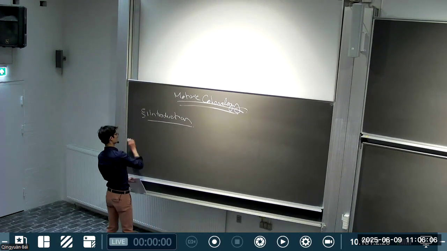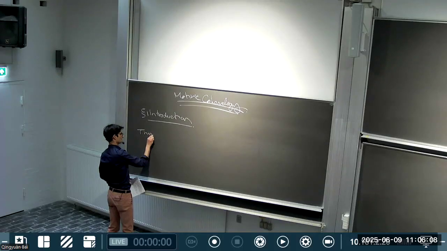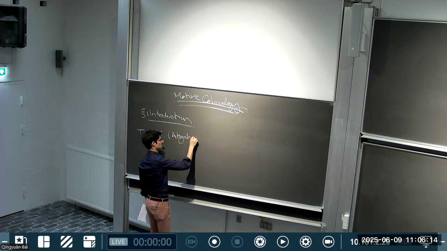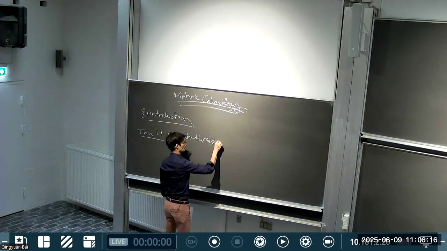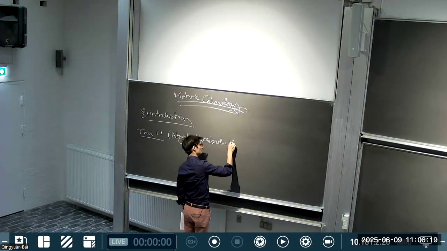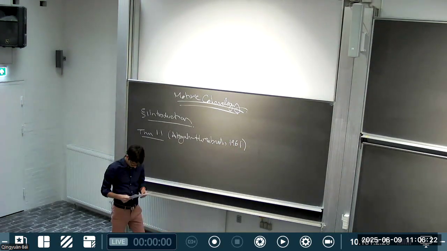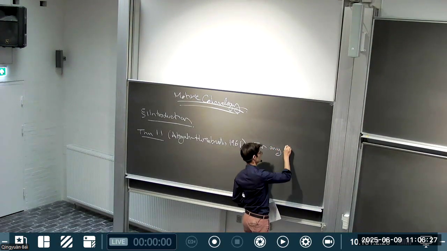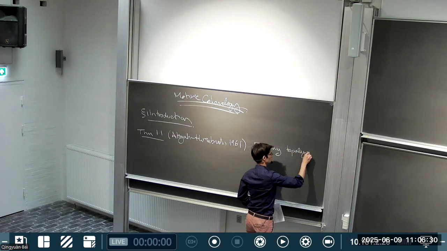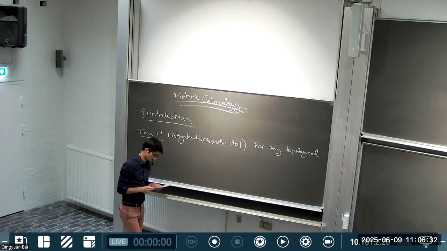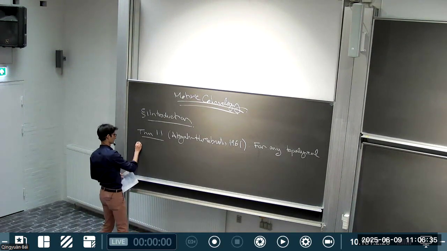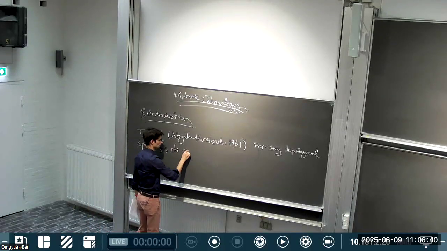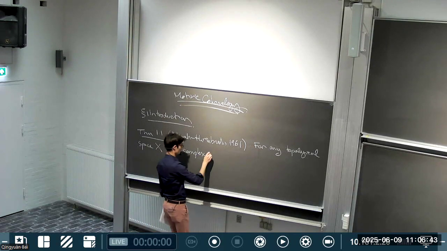So let me begin by recalling the situation from topology. Due to Atiyah and Hirzebruch, from 1961, the theorem says that for any topological space X, maybe I should have some finiteness condition on the topological space, at least in the traditional context, but I'm not going to go too much into this. I can look at its complex topological K theory.